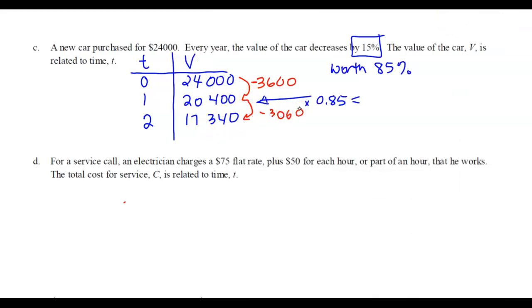Same digits, but different number. So it is not consistent. For every increase in year, the decrease is less each year because it's taking 15% of a smaller number each time. Okay, so this is not linear.